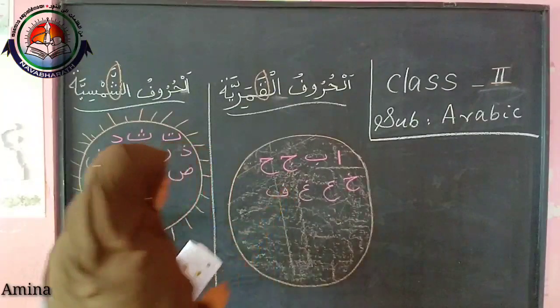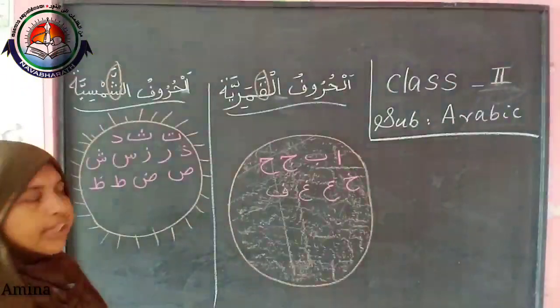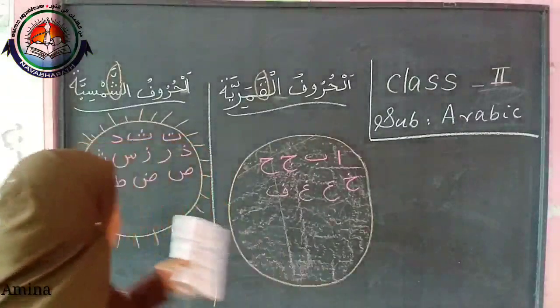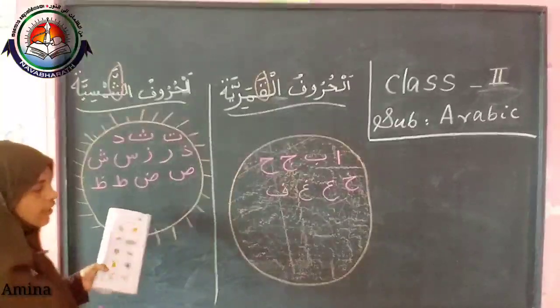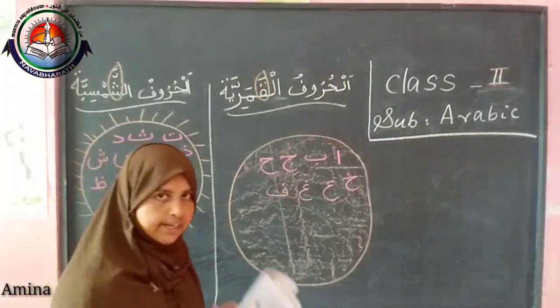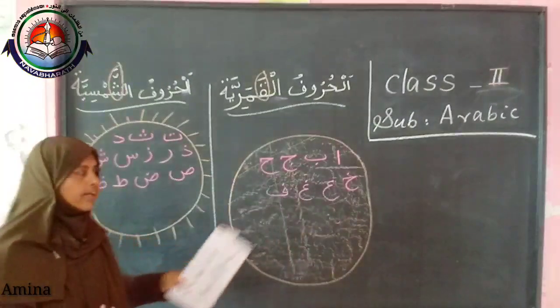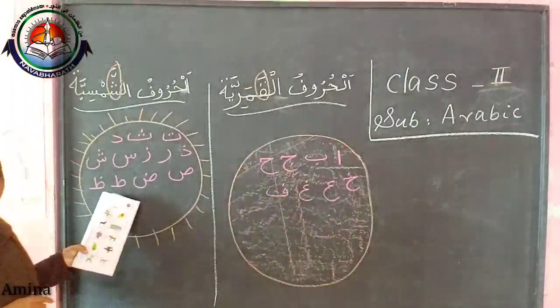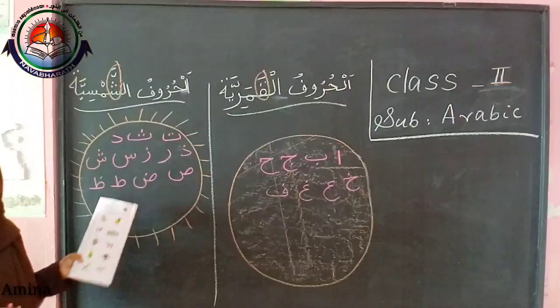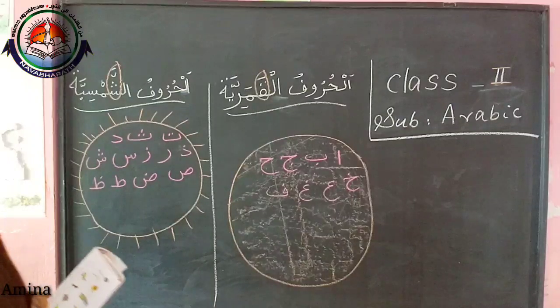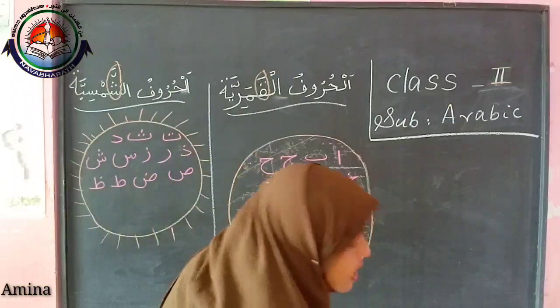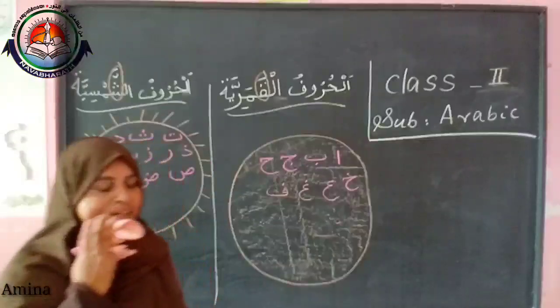Then fa also in huruf al-qamariya, we can hear the sound of lam clearly. Here we cannot hear the sound of lam clearly. If we add alif and lam before these letters, we can hear the sound of lam clearly. But here, if we add alif and lam before these letters, we cannot hear the sound of lam clearly. Okay, did you understand the difference? I think you understood well.